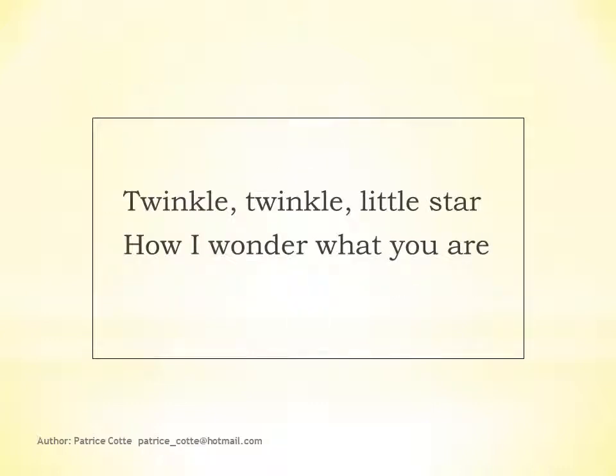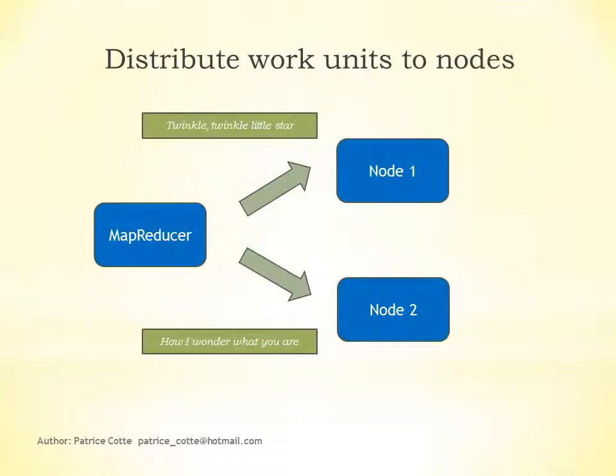Let's try to clarify this mechanism on a simple example. The goal here is to count how many times each word appears in these two lines from the children's song Twinkle Twinkle Little Star. The map processing sends each line to a different machine, creating an input key-value pair with the number of the line and the contents of the line. So node 1 receives key 1 and value "Twinkle Twinkle Little Star". Node 2 receives in parallel key 2 and value "How I Wonder What You Are".